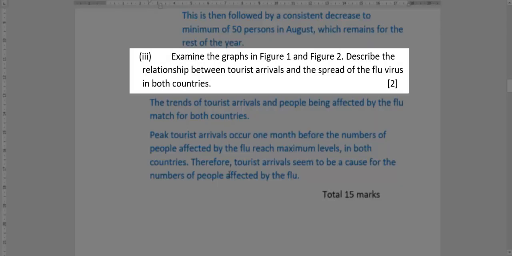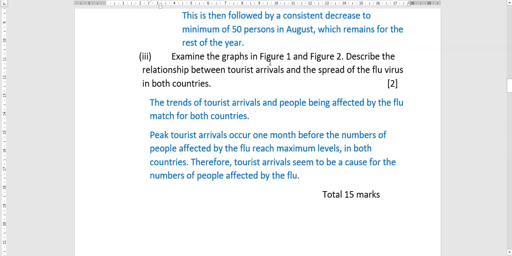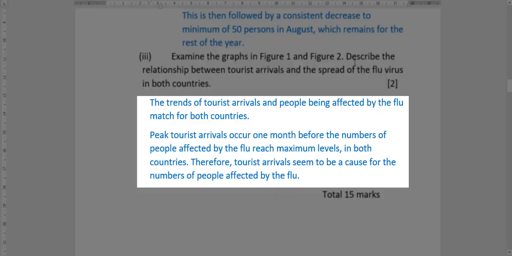So let's go back to our question. Describe the relationship between tourist arrivals and the spread of the flu virus in both countries. And what we saw is that the trends of tourist arrivals and people being affected by the flu matched for both countries. So the increase, decrease, fluctuations, they matched. If there was a fluctuation in tourist arrivals, there was a fluctuation in the spread of the flu. If there was a gradual increase then decrease in tourist arrivals, there was also a gradual increase and decrease for people being affected by the flu. So therefore, the trends match for both countries.